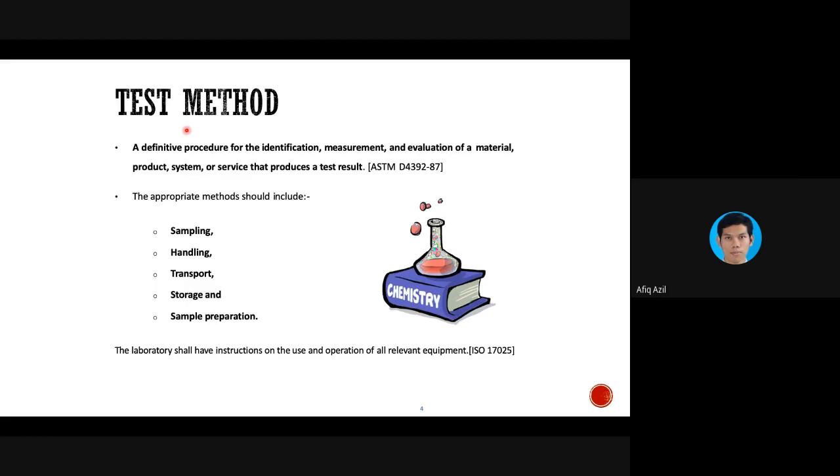So the definition of test method according to ASTM. ASTM is American Society of Testing and Measurement. Okay, it is a body in the United States where they came out with a guideline of how to do testing and measurements. Okay. By their definition, a test method is any definitive procedure to identify, to measure, or to evaluate a material, product, system, or service that produces result.